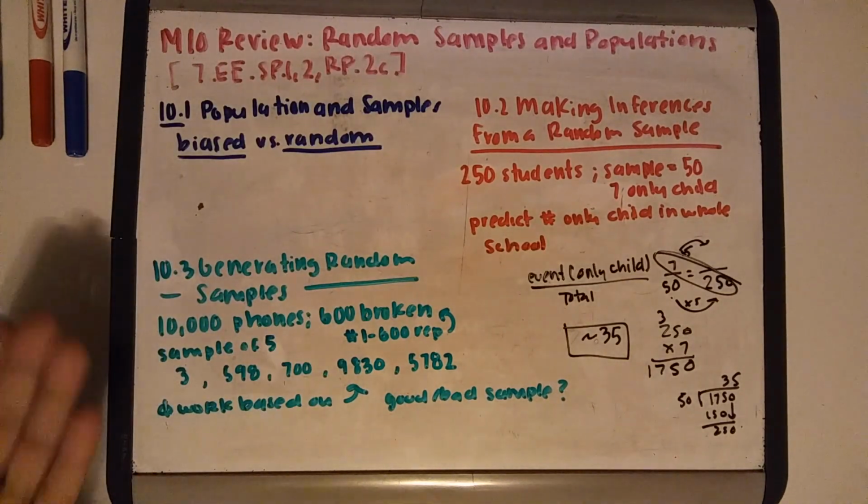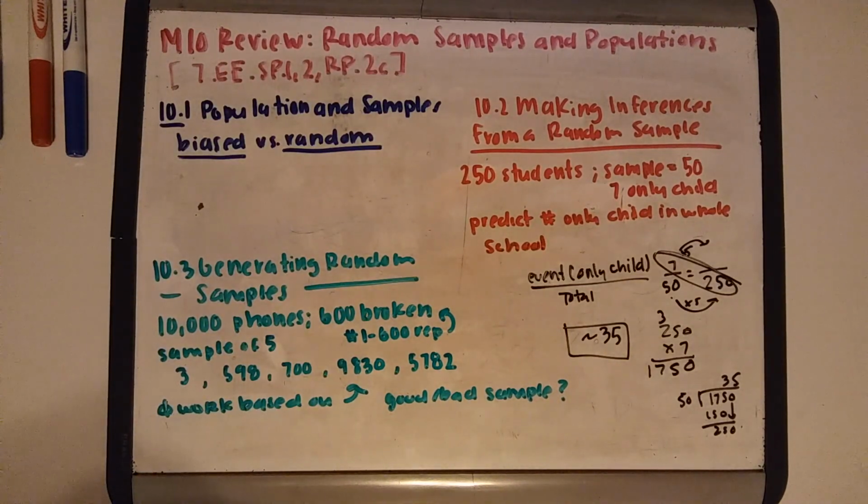Okay, last one, generating random samples. Remember, we did it with the dice in class, and we did it with the little strips of paper in the video. So there are different ways to do it. You can do it with the website that I showed you, or you can even do it with calculators if you have a scientific or graphing calculator.